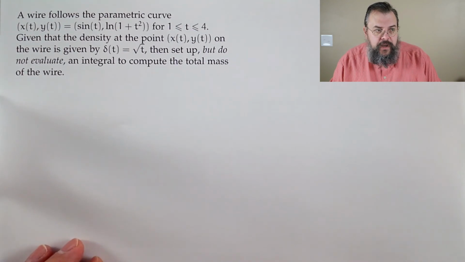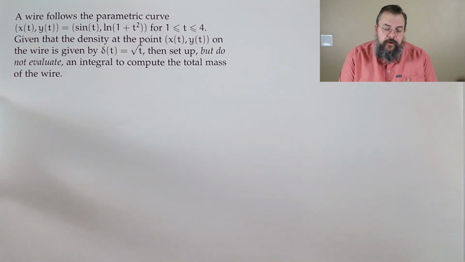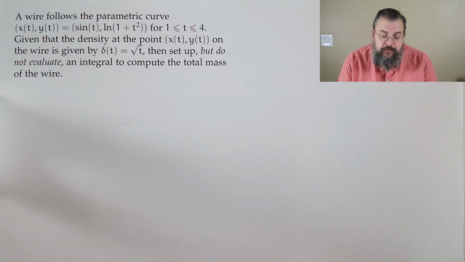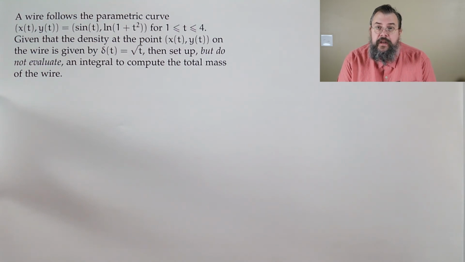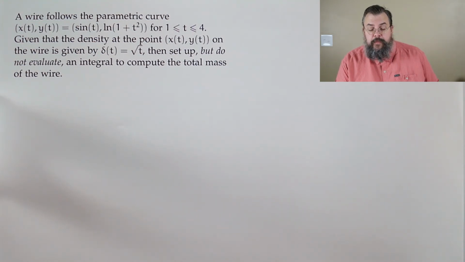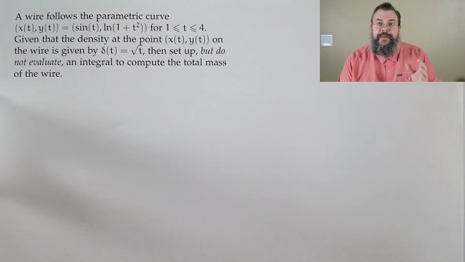So, a wire follows the parametric curve x of t, y of t, is sine of t, log of 1 plus t squared, and t goes from 1 to 4. Given the density at the point x of t, y of t on the wire is given by delta of t equals root t, then set up, but do not evaluate, an integral to compute the total mass of the wire.